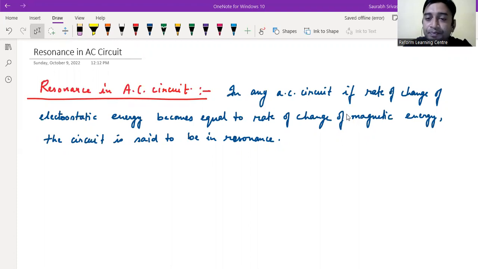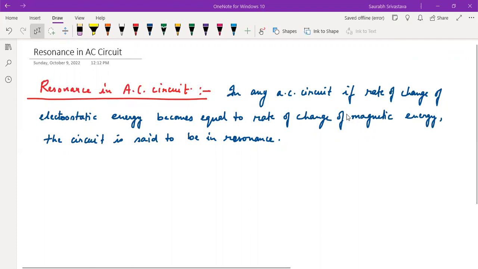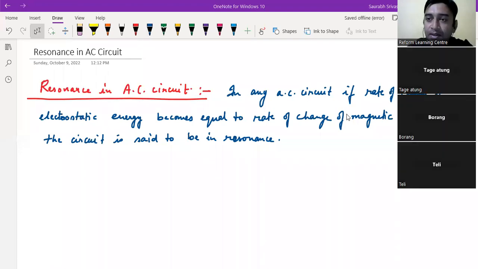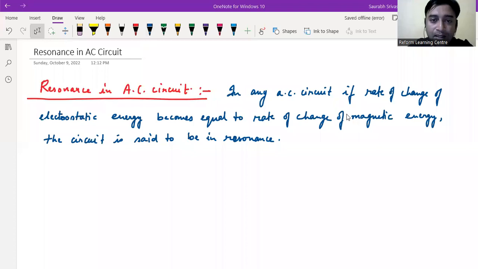But ये होगा कैसे? What is rate of change of energy? आप define कर सकते हैं? What is rate of change of energy? Power. It means when a reactive power across capacitor is equal to reactive power across inductor, the circuit will be said to be in resonance. That means QL must be equal to QC.